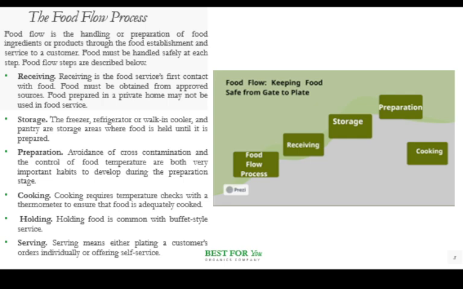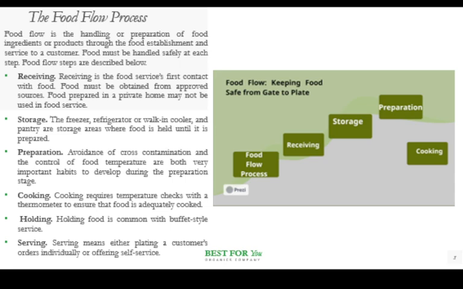Storage. The freezer, refrigerator, or walk-in cooler and pantry are storage areas where food is held until it is prepared. Follow the FIFO principle, first in, first out: rotating food so that the newest ingredients are in the back of the storage area while the older products are moved to the front. If food packages do not have dates, date packages when they are received.